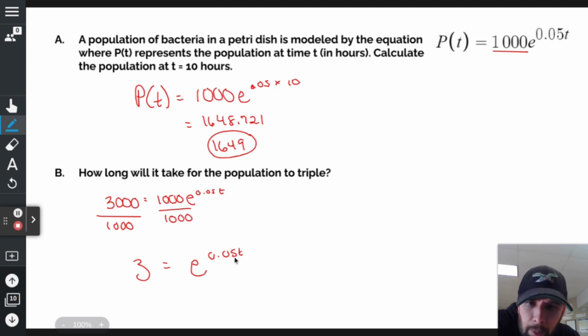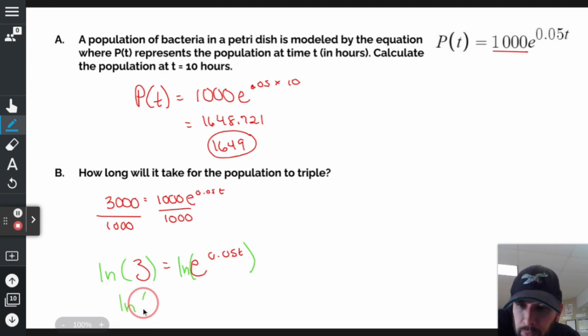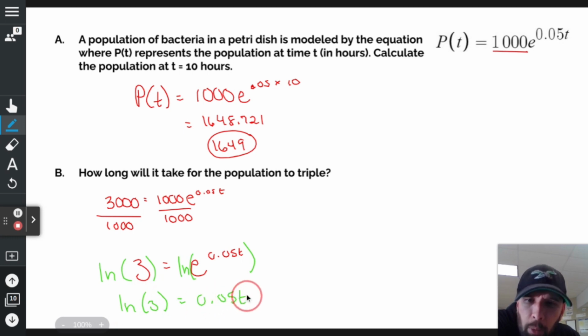In order to get t all by itself, we need to ln both sides. So I'm going to ln 3. And I'm going to ln this e, which makes it all go away and leaves me with ln of 3 equals 0.05 t. So I'm going to run to my calculator. I'm going to type out ln of 3, get a number, divide both sides by 0.05. That's going to give me my t in time.